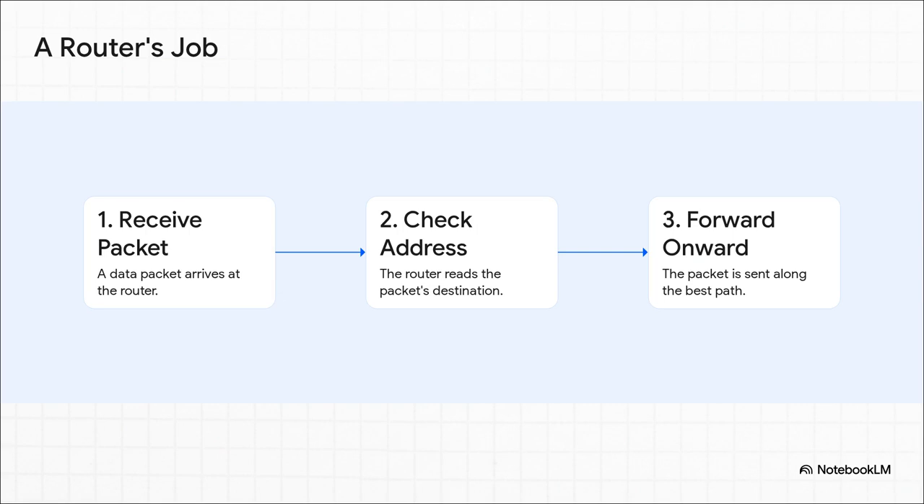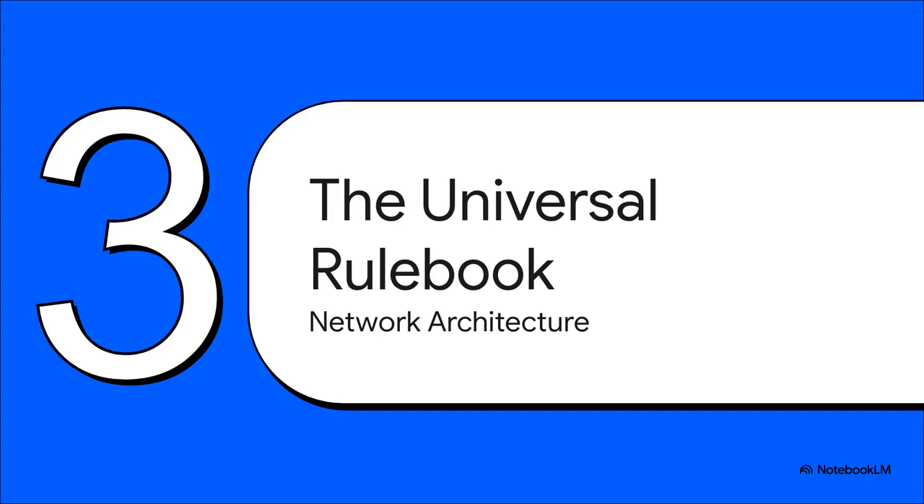First, a packet arrives at a router. Second, the router just glances at the destination address, kind of like a mail sorter checking a zip code. And third, it forwards that packet along to the next router in the chain. This simple little dance happens over and over and over again. Your packet is getting passed between dozens of routers, crossing entire continents in less time than it takes you to blink. It's absolutely wild.